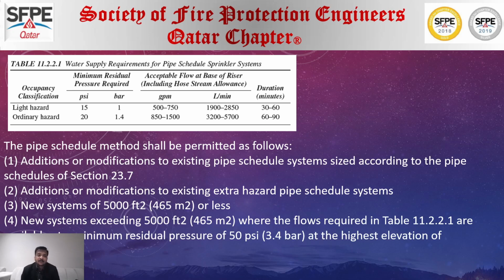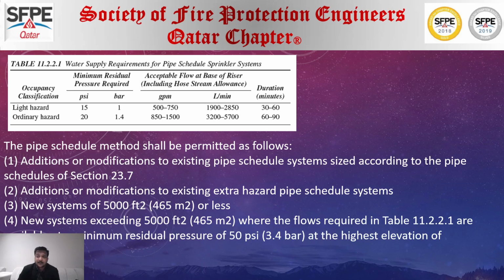If you look into this table, it is taken from NFPA 13 2019 edition. It says a single figure, 500 GPM as a minimum water flow, acceptable flow at the base of riser, 500 GPM to 750 GPM for light hazard occupancies. And the minimum residual pressure required at the sprinkler is 15 psi. Whereas if you perform a hydraulic calculation using density area chart, the minimum flow rate required for a light hazard occupancy will be 150 GPM.